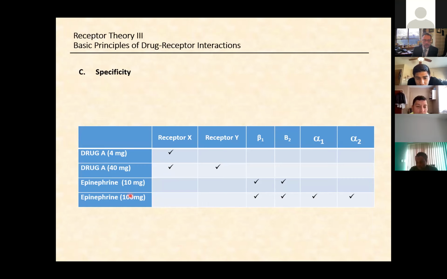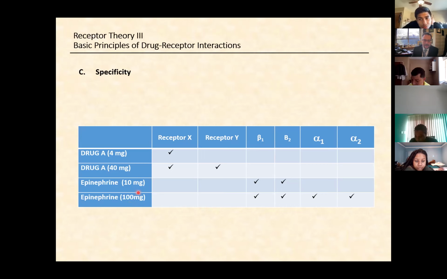So here's your epinephrine example, right? Epinephrine at 10 milligrams and epinephrine at 100 milligrams. So you have two different doses of epinephrine. Let's start with the higher dose first. At 100 milligrams, epinephrine will interact with all of the adrenergic receptors, alpha and beta, right? So it is non-selective. It's promiscuous. It's going to interact with all of the available receptors.